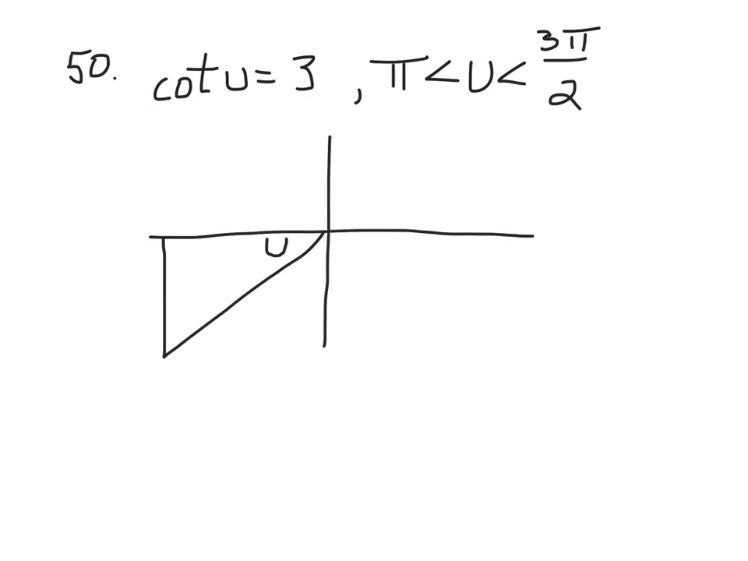Here's u. Tangent is sine over cosine. So cotangent is cosine over sine, and that means that's adjacent over opposite. Notice that the sign is positive here. That's because this value will be negative and this value is negative, and that's how they get a positive out of that. So then we're going to have a -3 for this side and a -1 for this side.